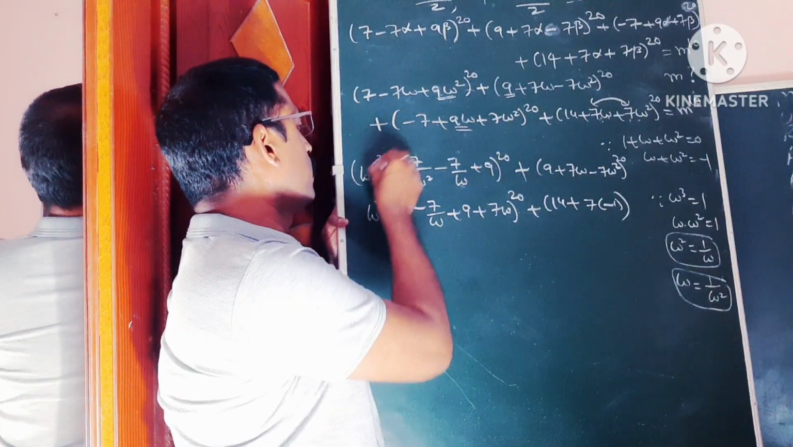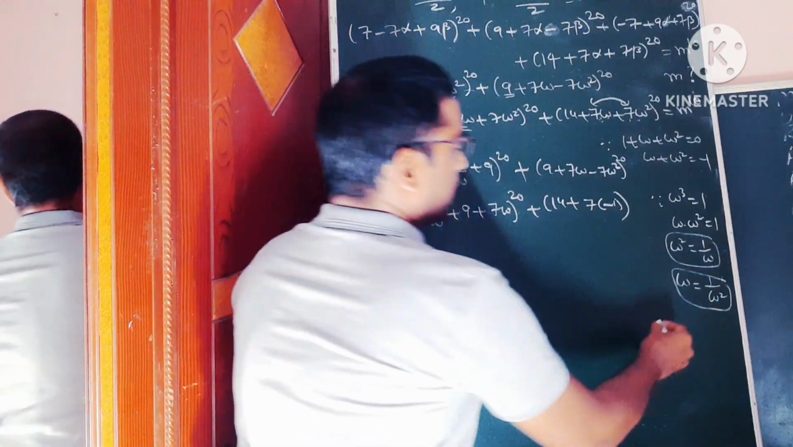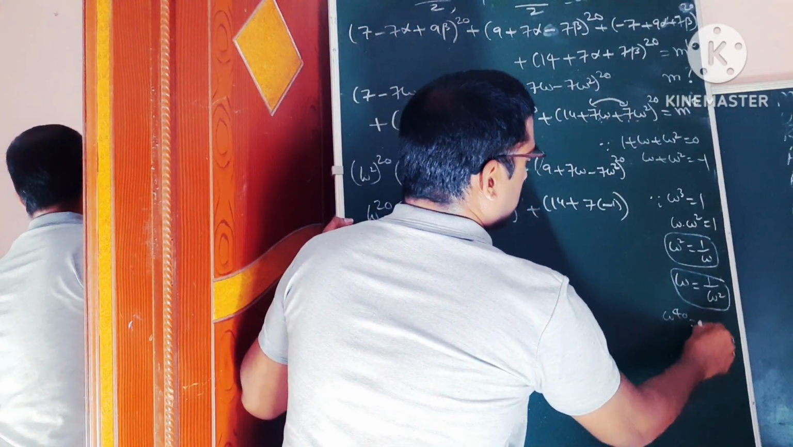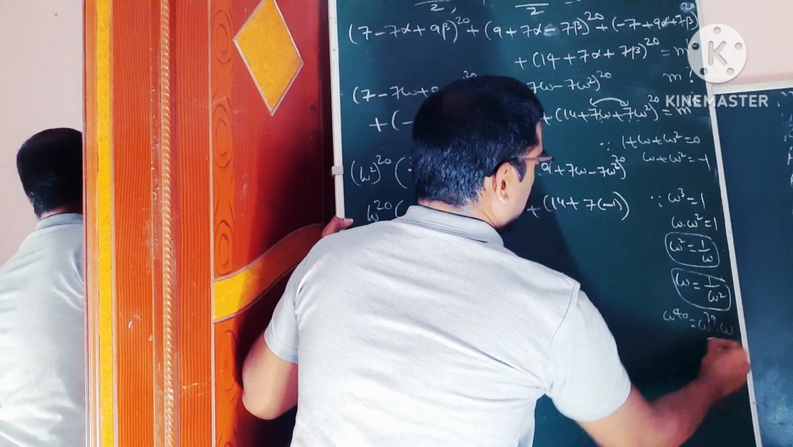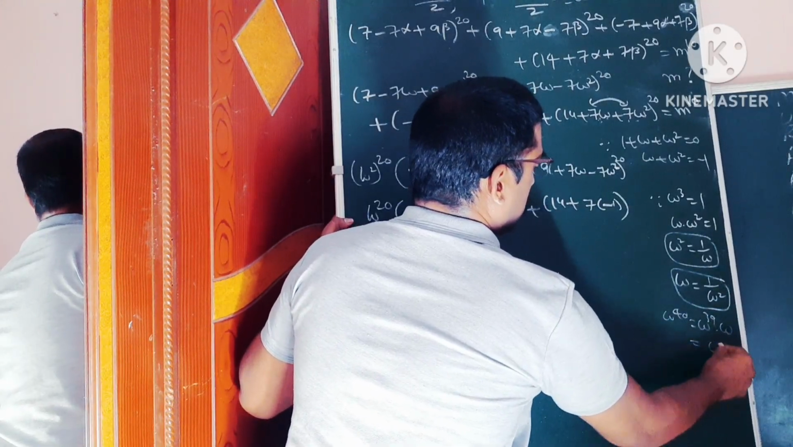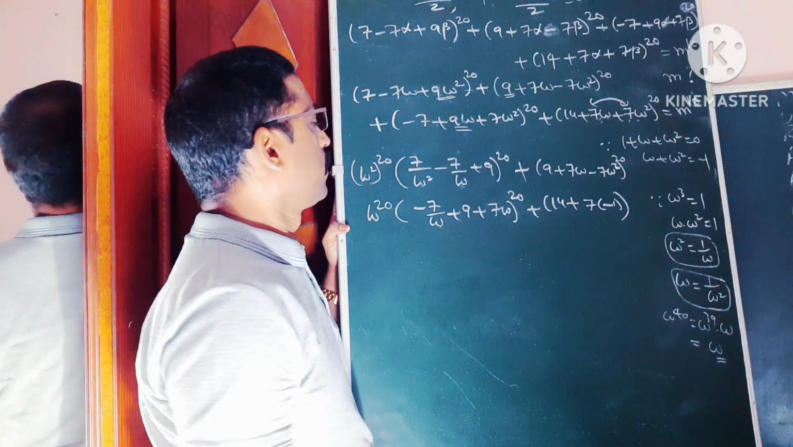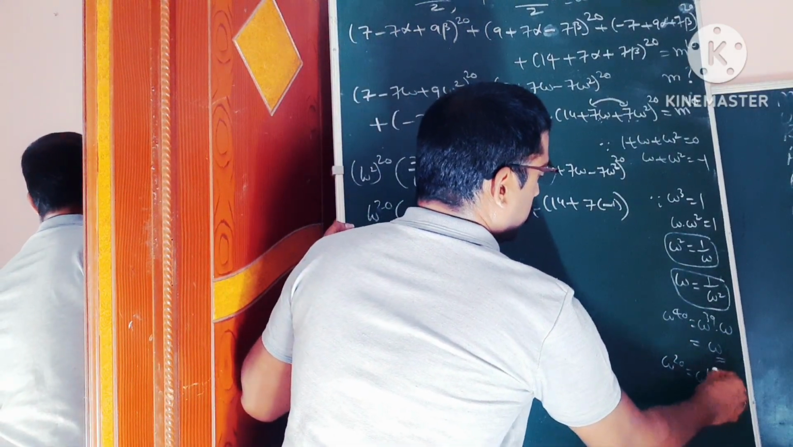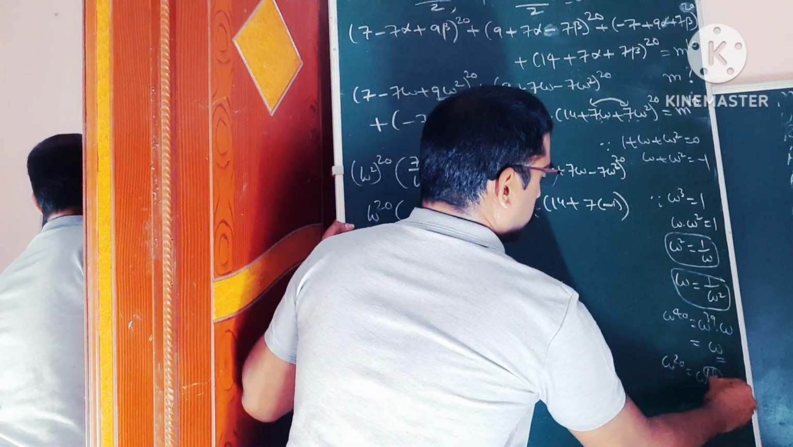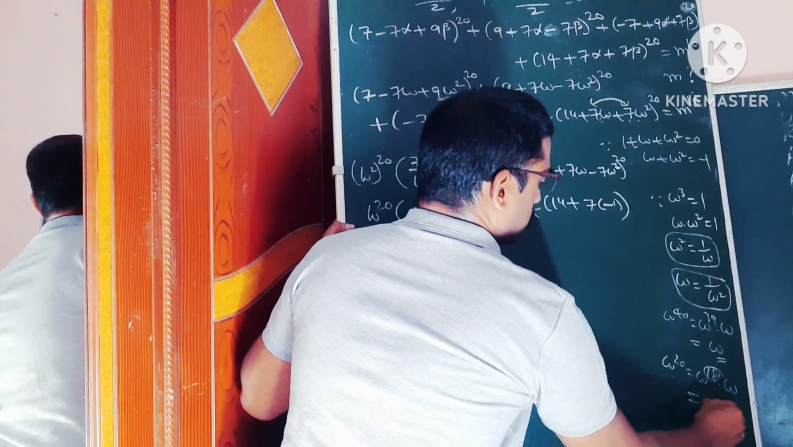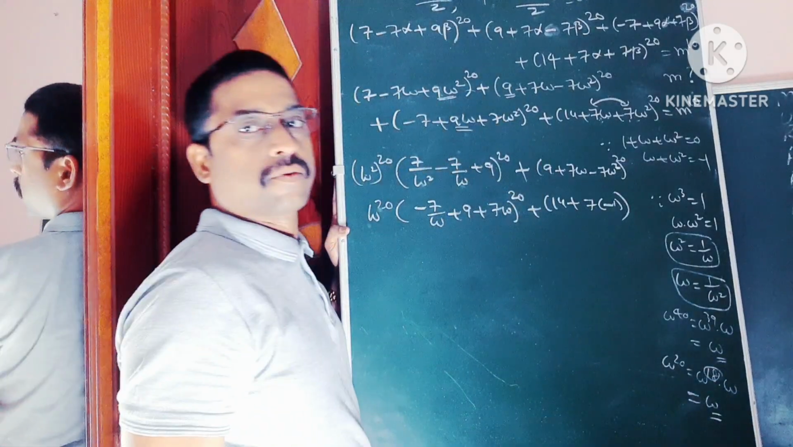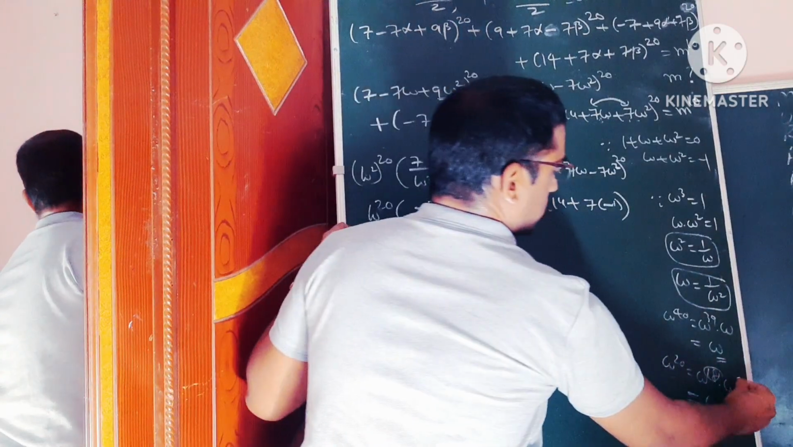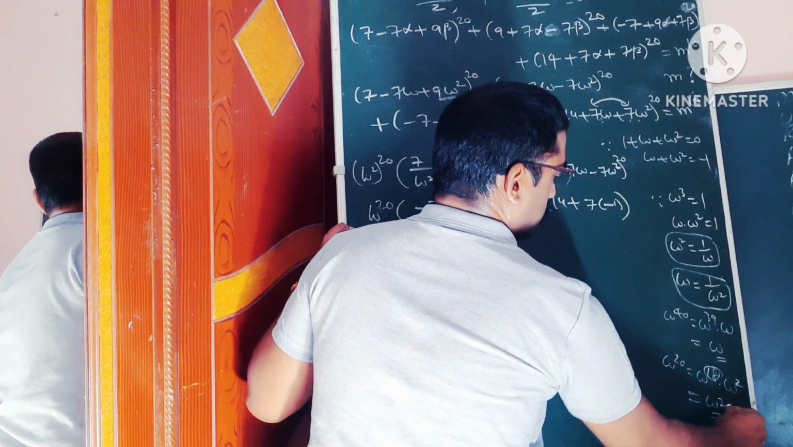Okay, right. Omega power 40 here. Omega power 40 how much here? Omega power 39 into omega, right? Omega power 39 value 1. How much we get? Omega this is. Omega power 20 value how much here? Omega power 18 into omega square, right? So 18 is the multiple of 3. This value 1. So omega power 20 is equal to omega power 18 into omega square. This value omega square.